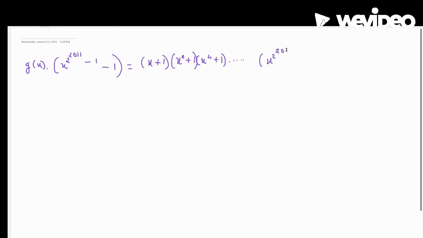So let me first write the equation that was given regarding this g(x) over here. It is given g(x) into (x to the power 2 to the power 2011 minus 1) whole bracket is equal to (x plus 1) into (x square plus 1) into (x to the power 4 plus 1), and it goes on till (x to the power 2 to the power 2010 plus 1) and then minus 1. So to solve this problem we can do one thing.